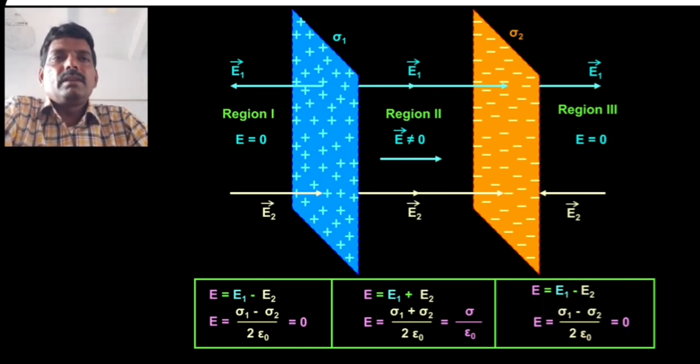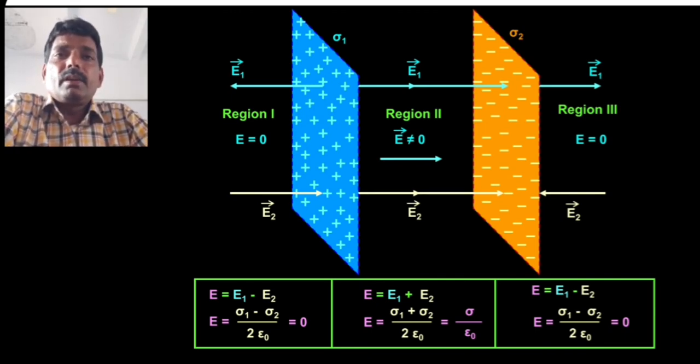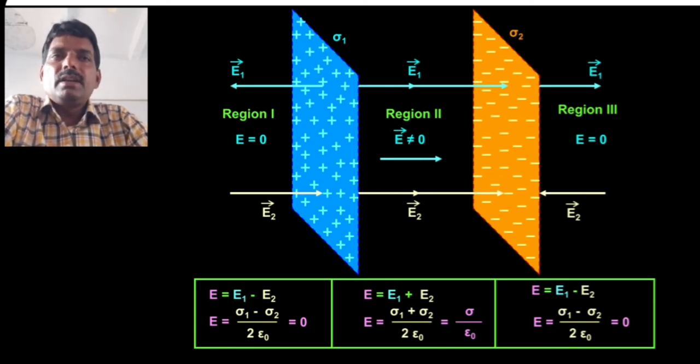So dear student, my request is, whenever you are taking the sheet, and 2 sheets you have considered here, you can take 3 sheets also, you can take 4 sheets also, and if you take 3 sheets, then you will get 5 regions, because 2 middle regions and 3 outer regions will be there. Okay, so in those respective regions, you go for drawing the direction of the electric field intensity. If you take the positive charge, it will be away, and if you take the negative charge, then it will be towards the charge. That means the direction of the electric field.